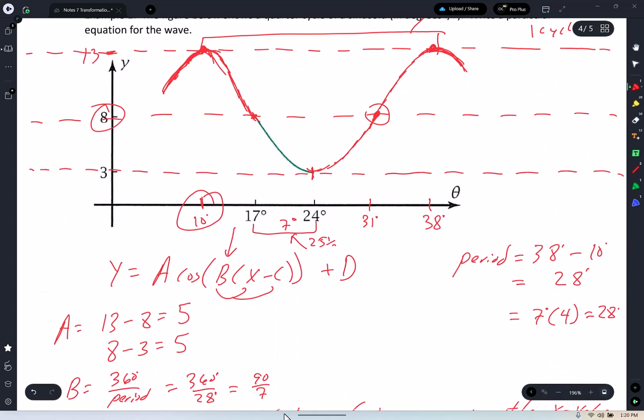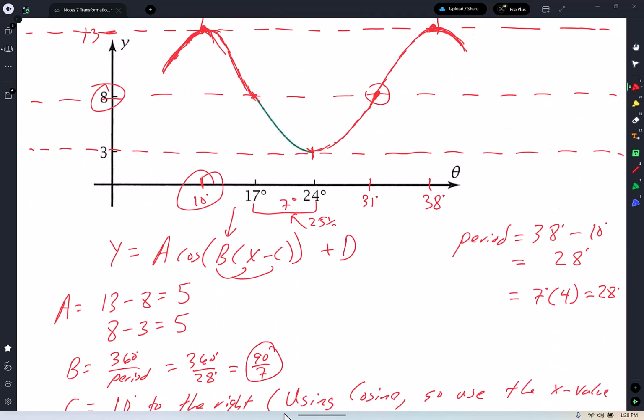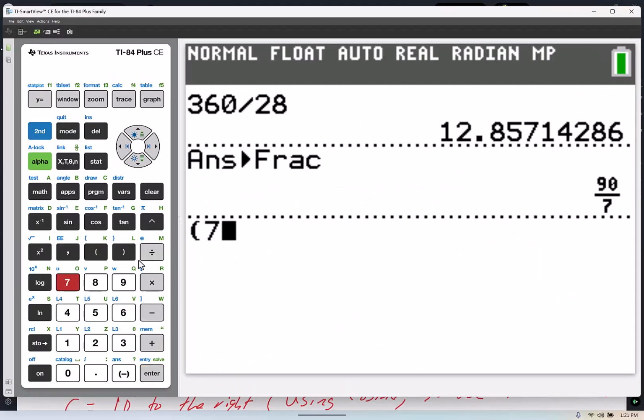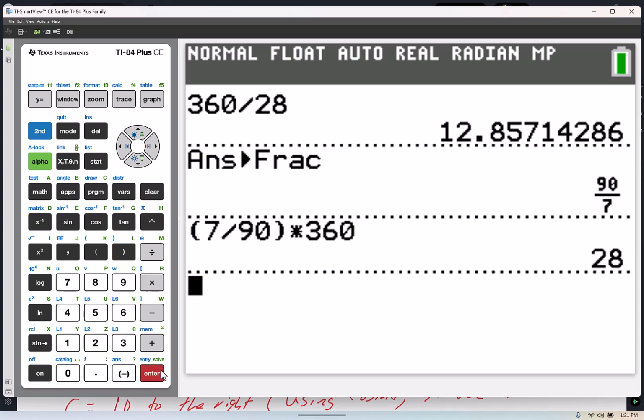Remember, what's your b? The b is 90 over 7. So that means your scale factor, in second compression, your scale factor is 7 over 90. So if you take 7 over 90 and you multiply it by 360 degrees, that will also give you the 28 degrees. Don't believe me? Look. 7 over 90 times 360. Look, guys. You get 28 degrees because it's your scale factor.